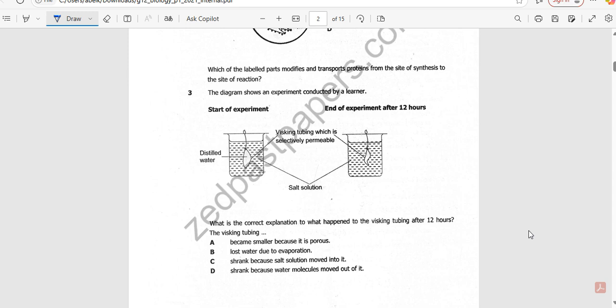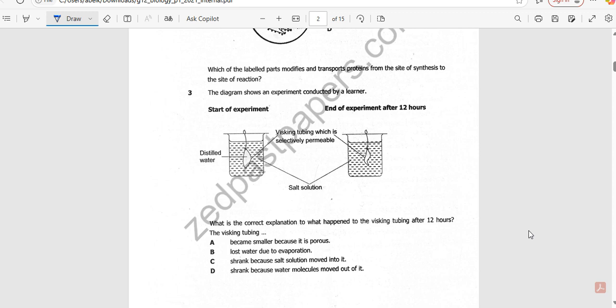In the first experiment, you'll find that in this Visking tubing, we have distilled water. Then outside here, you have salt solution. You need to understand that salt solution is hypertonic because it is highly concentrated, while distilled water is hypotonic, meaning that it has high water potential compared to salt solution. So in a salt solution, there is low water potential, while in distilled water, there is high water potential.